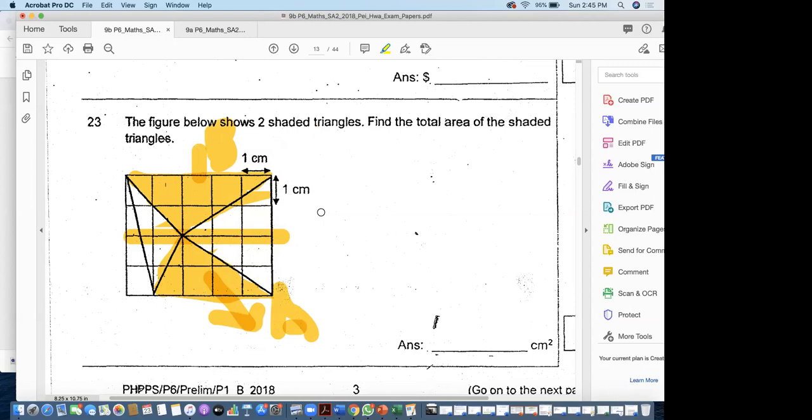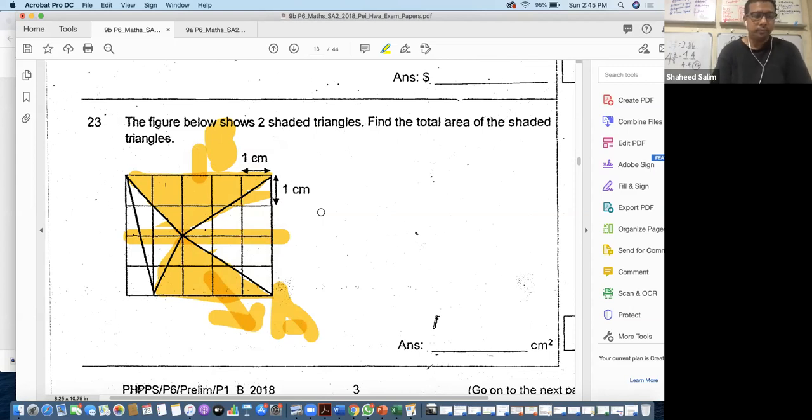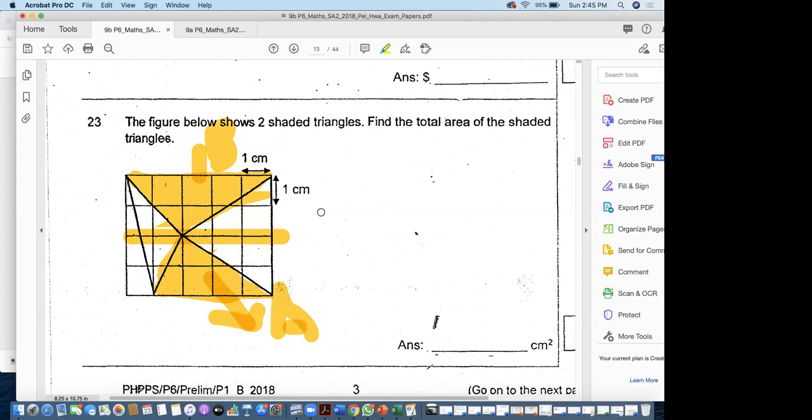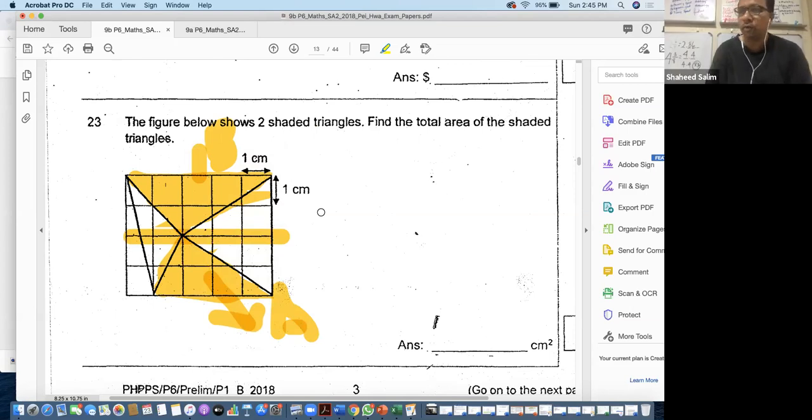Is it difficult, Sophia? Is this difficult? No, I don't know how I got 10. Maybe rush. So when you rush, maybe you might make mistakes. Silly mistakes. So be careful, be confident. 32 cannot be, miss.